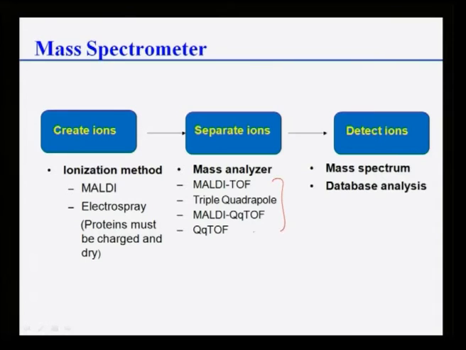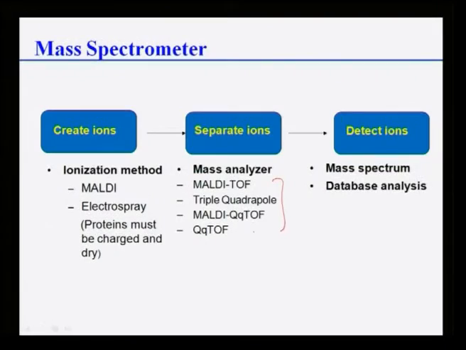There are many others actually, but these are the main ones. After that, we have to detect the masses, and that is done by mass spectrum analysis. Also, you need to have a database, like X-ray diffraction has a database, and many others. So this is the main thing of mass spectroscopy.